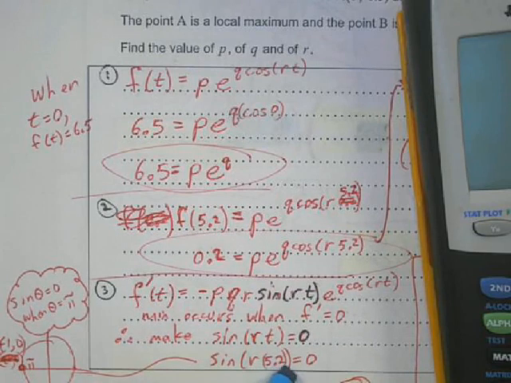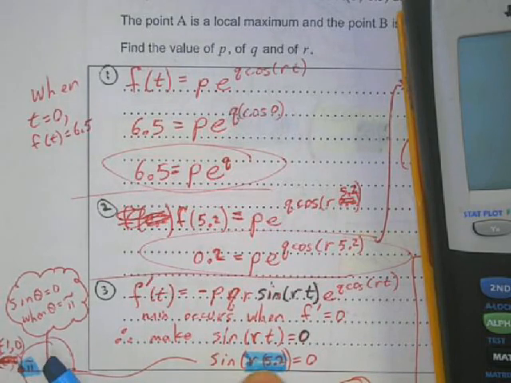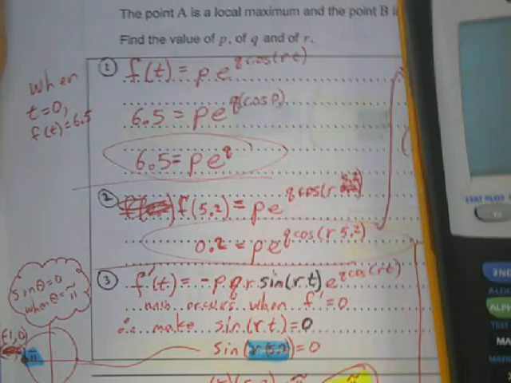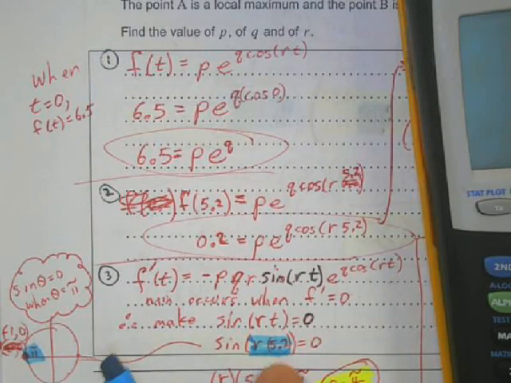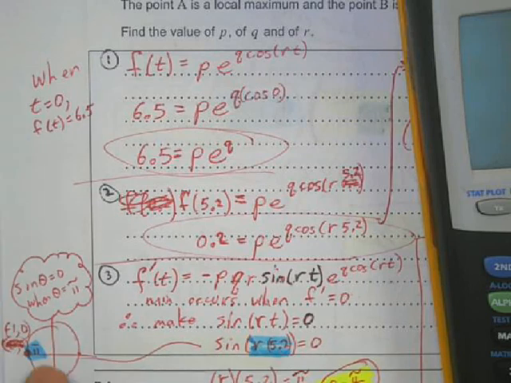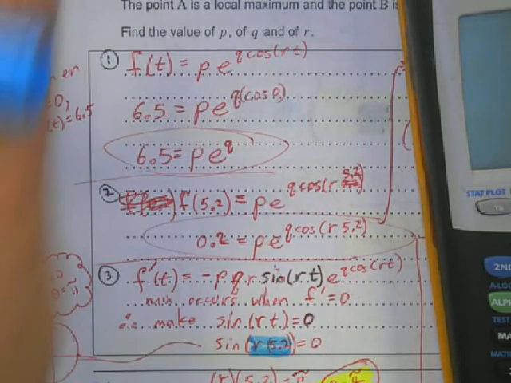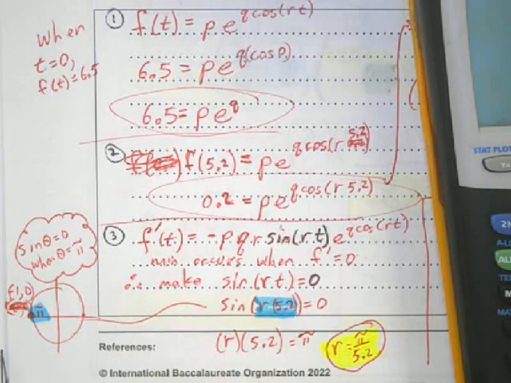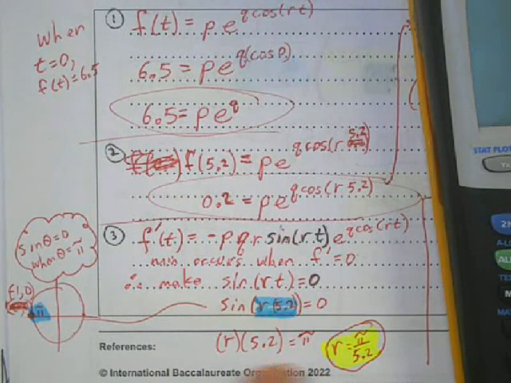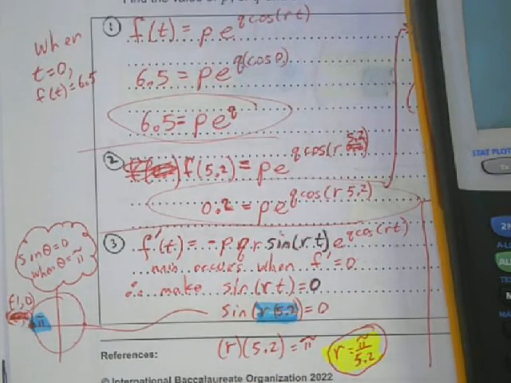That means this r times 5.2 has to be equal to pi in order for sine of pi to be equal to 0. I want you to think about that for a second. So we want this r times 5.2 to be equal to pi. Okay, so then I get r times 5.2 equals pi, and I can divide both sides by 5.2, and now I've got my r value.